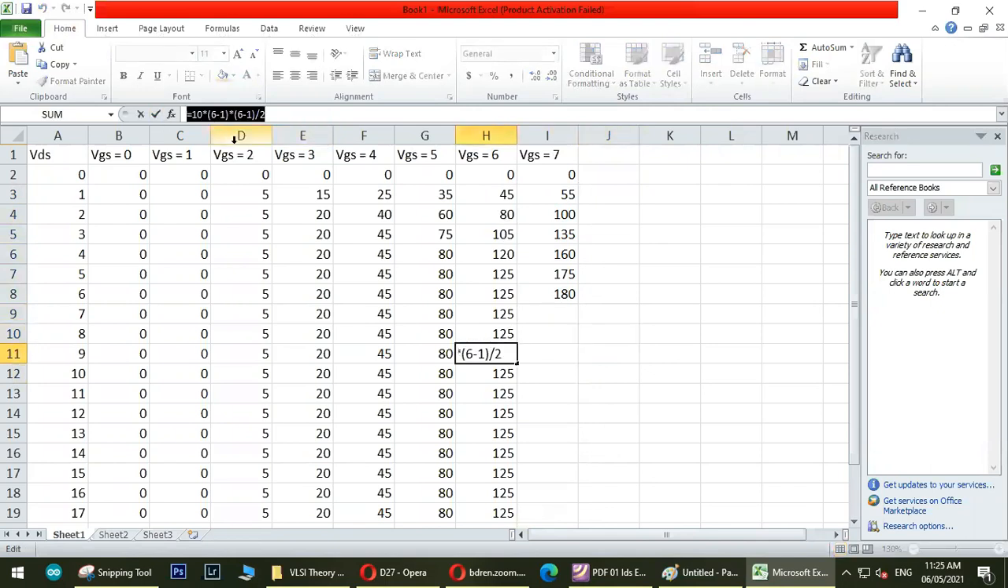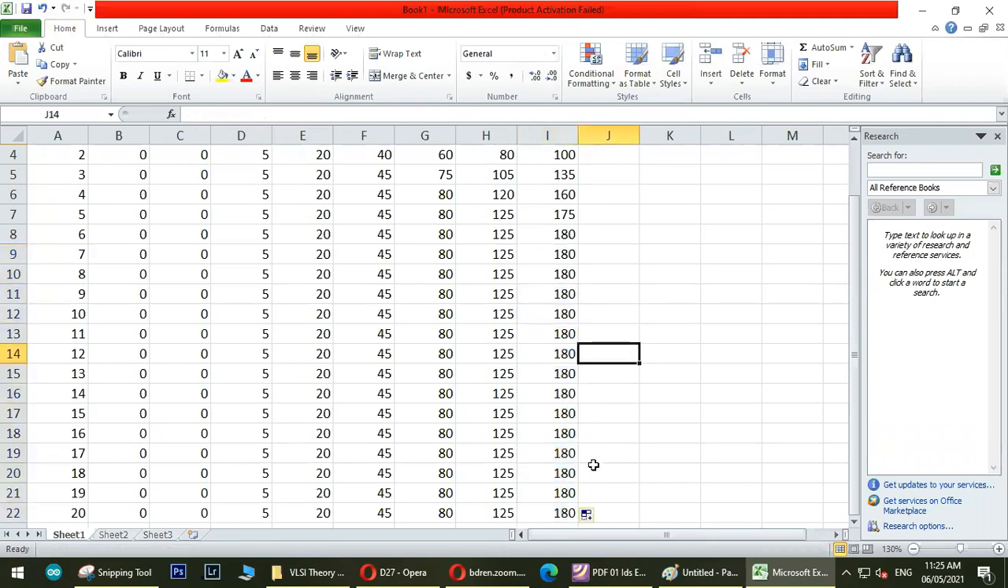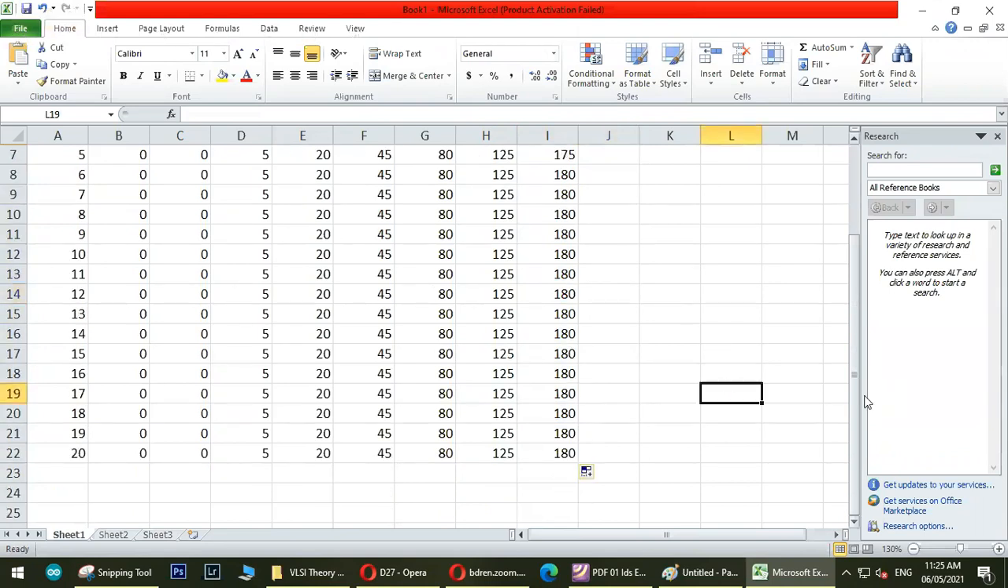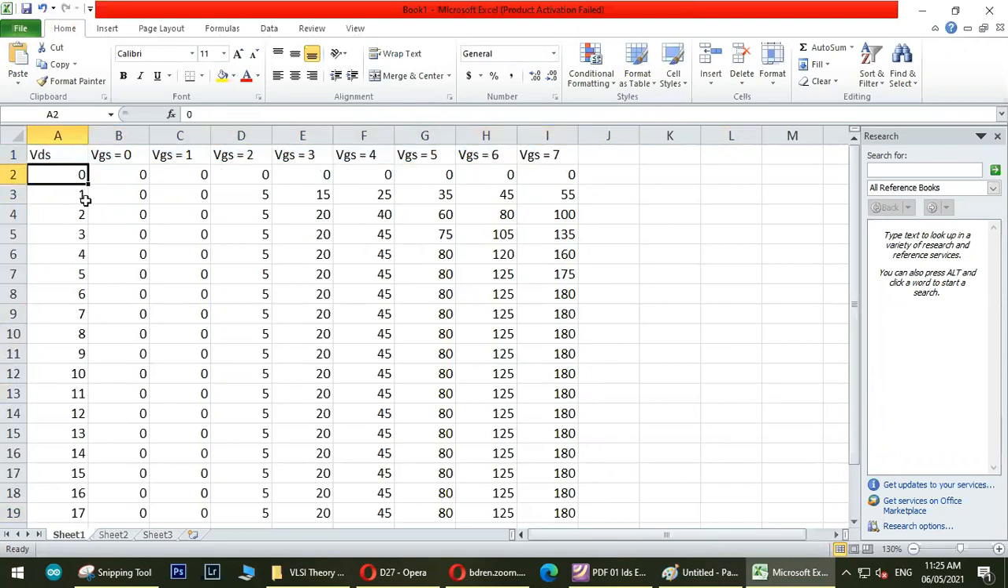Now we will take this equation and place it here because our saturation is starting here. Okay, and in this case our VGS will be 7. It will be 7. Done. Now if I continue, drag it here. Okay. These are the values you can see. So you can go on and on, but I think I made my point.